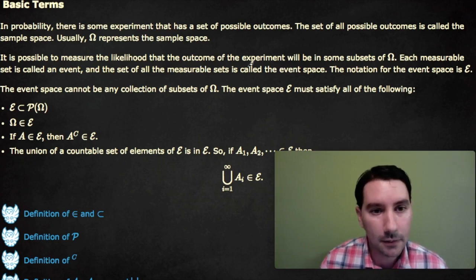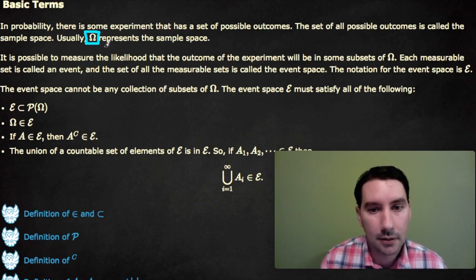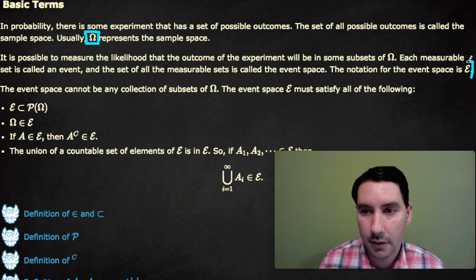The set of all possible outcomes is called the sample space, and we represent that by omega, which is this Greek letter here. There are also subsets of omega, which we call events, and those are the sets that we can measure the probability of whether or not they occur. The set of all measurable events is called the event space, and is denoted here with the script E.